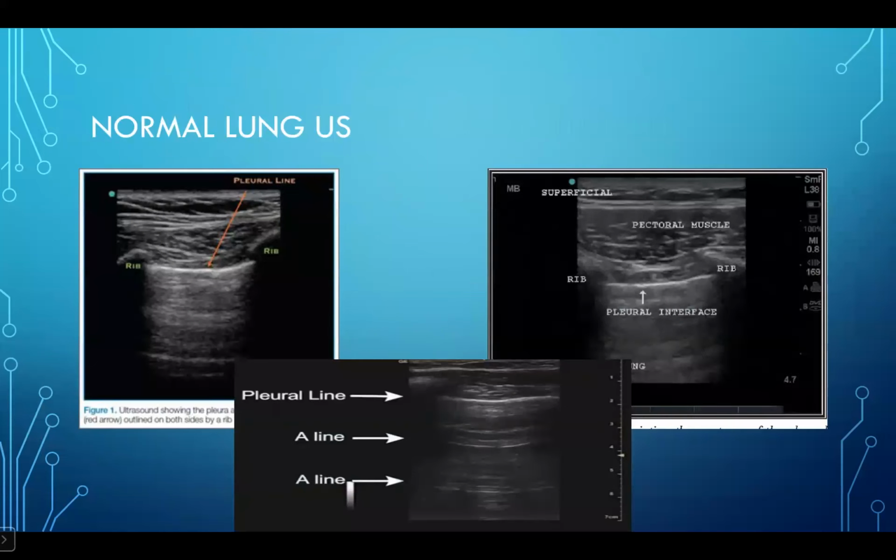As we are seeing in this normal lung ultrasound, this is the echogenic pleural line, and this is the A line, which represents reverberation artifact from the pleural line. It's equally spaced, decreases in echogenicity as we descend downward, and does not extend for a long distance.